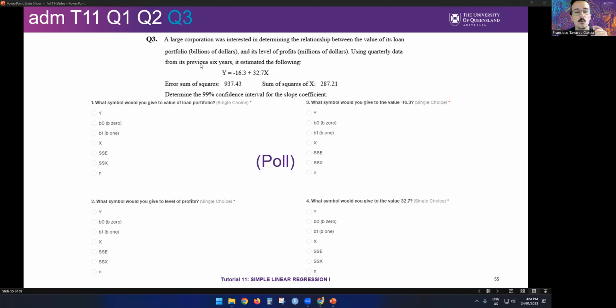So think about, Y is the dependent variable, X is the independent variable. Does it make sense? What makes most sense? For the value of its loan portfolio to explain profits, or for profits to explain the value of the loan portfolio? Think about it.